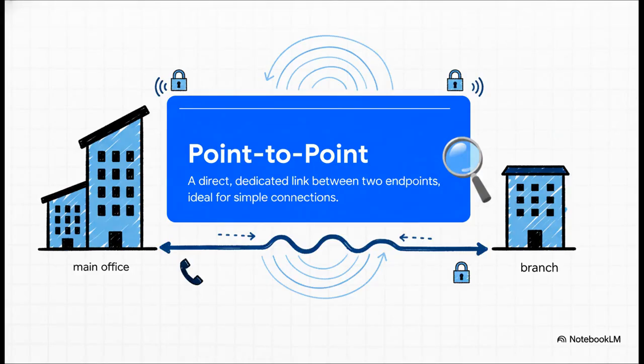So the simplest, most fundamental connection you can possibly have, that's point to point. Just picture a private, dedicated phone line, a direct hotline that runs from your main office straight to your most important branch office. It's simple, it's direct, and nobody else can use it.